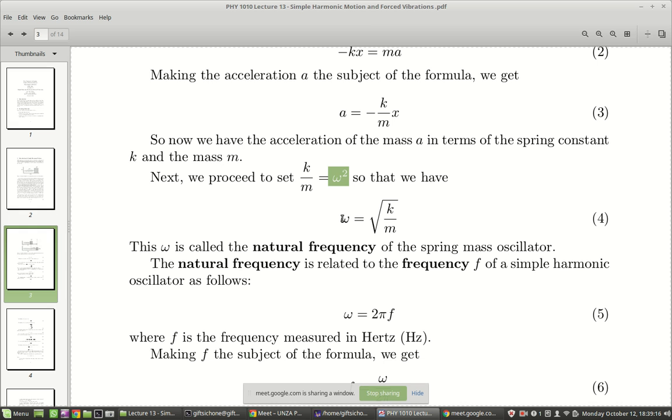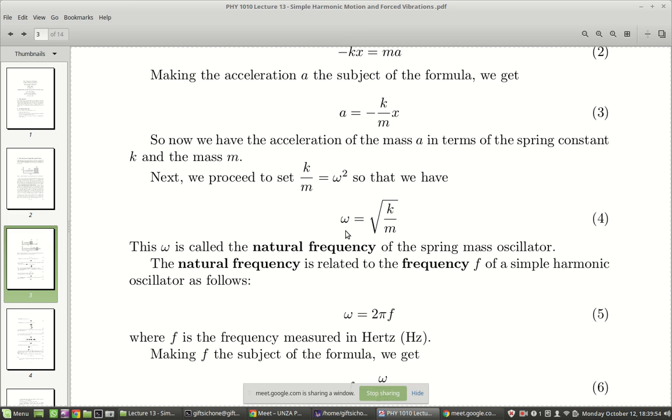You will notice that this mass keeps on going back and forth like that. How many times does it go back and forth? It's like it's moving in a circle. It's doing the same thing, going this side, coming like that, back and forth. So that's what omega is. We let omega squared be equal to k over m, then omega in turn will be equal to the square root of k over m. And omega is what we call the natural frequency of a spring mass oscillator.